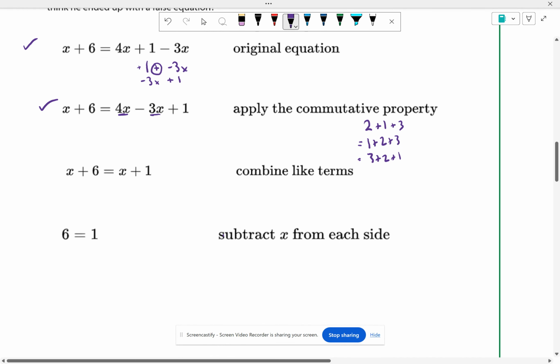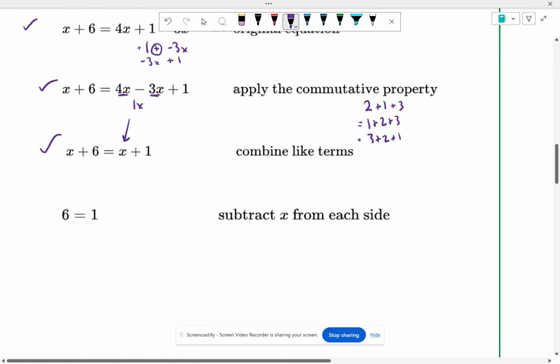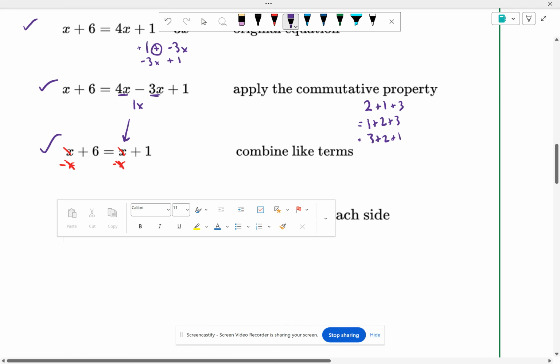They had 4x's, take away 3x's. That's going to give you 1x, which is the same thing as x. So that's actually acceptable too. And then finally, subtracting x on both sides. As long as you do it to both sides, that's a reasonable thing. Those x's cancel out, and we get 6 equals 1. So it appears that Noah's moves have all been acceptable.